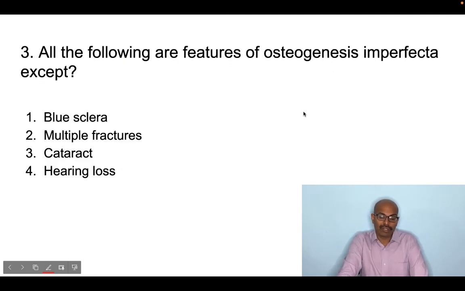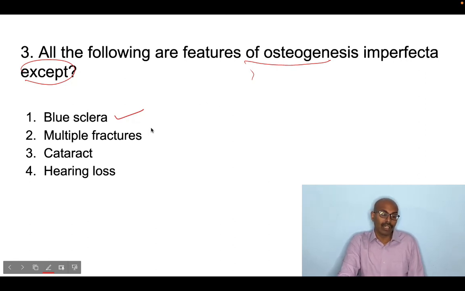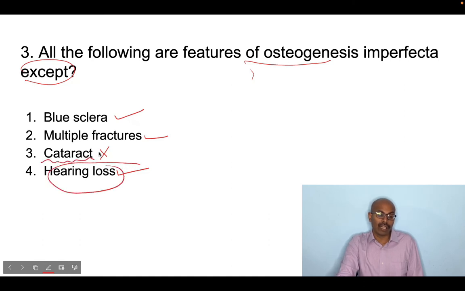All the following are features of osteogenesis imperfecta except. Blue sclera, we just discussed, yes, because the uvea has a blue pigment and the collagen becomes translucent and thin, and therefore the pigment shows up and it is blue in color. Multiple fractures, definitely this is one of the mainstay features of osteogenesis imperfecta. Cataract, I don't think we see cataract in cases of osteogenesis imperfecta. Hearing loss, of course, because of conductive and sensory causes, that is otosclerosis and compression of the 8th nerve, and therefore you have a hearing loss. So the correct answer here is cataract. Cataracts are not seen in cases of osteogenesis imperfecta.